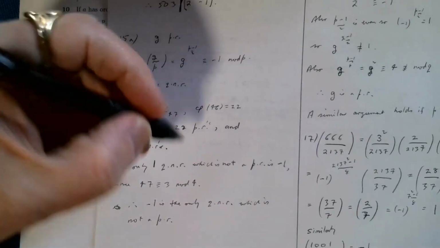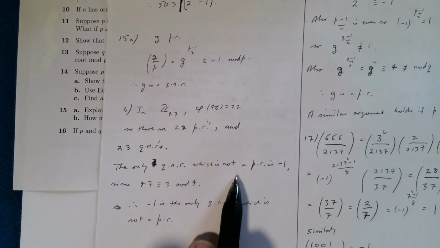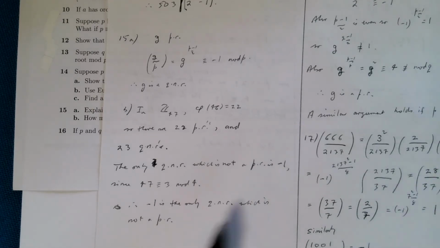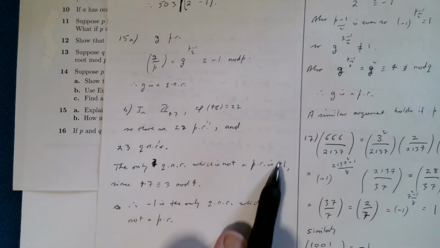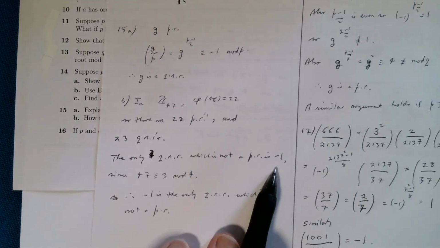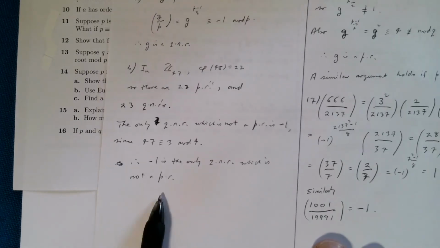Sorry, my English there. So the only quadratic non-residue which is not a primitive root is minus 1, because obviously minus 1 is not a primitive root, and it's a non-residue here because it's not a square, since 47 is congruent to 3 mod 4, so we know minus 1 doesn't have a square root. So minus 1 is the only quadratic non-residue which is not a primitive root. And that's where we found the missing one.